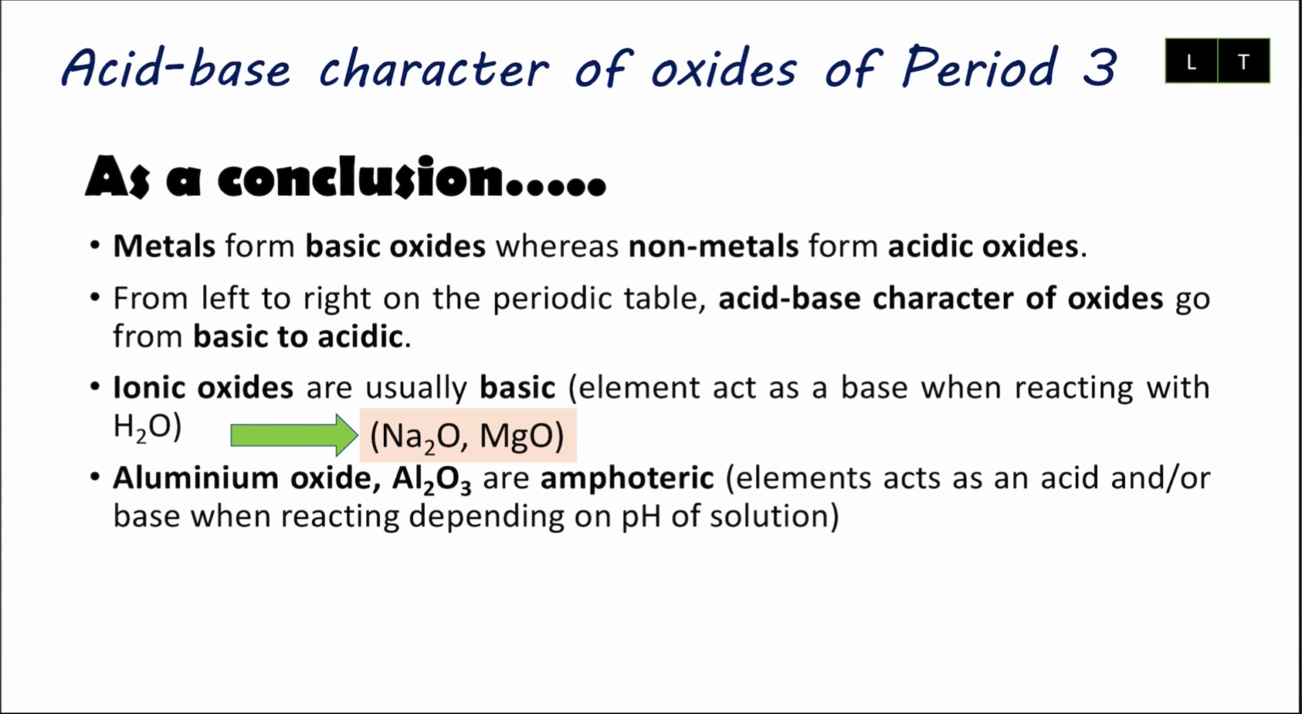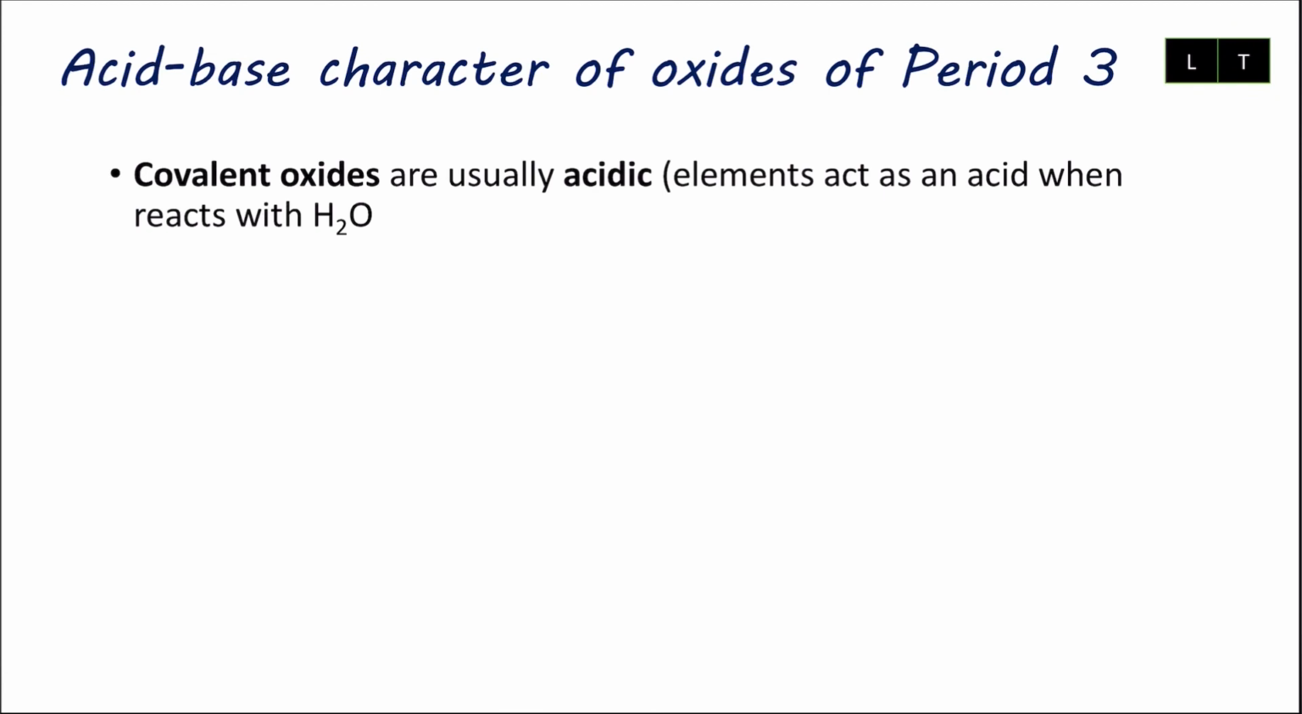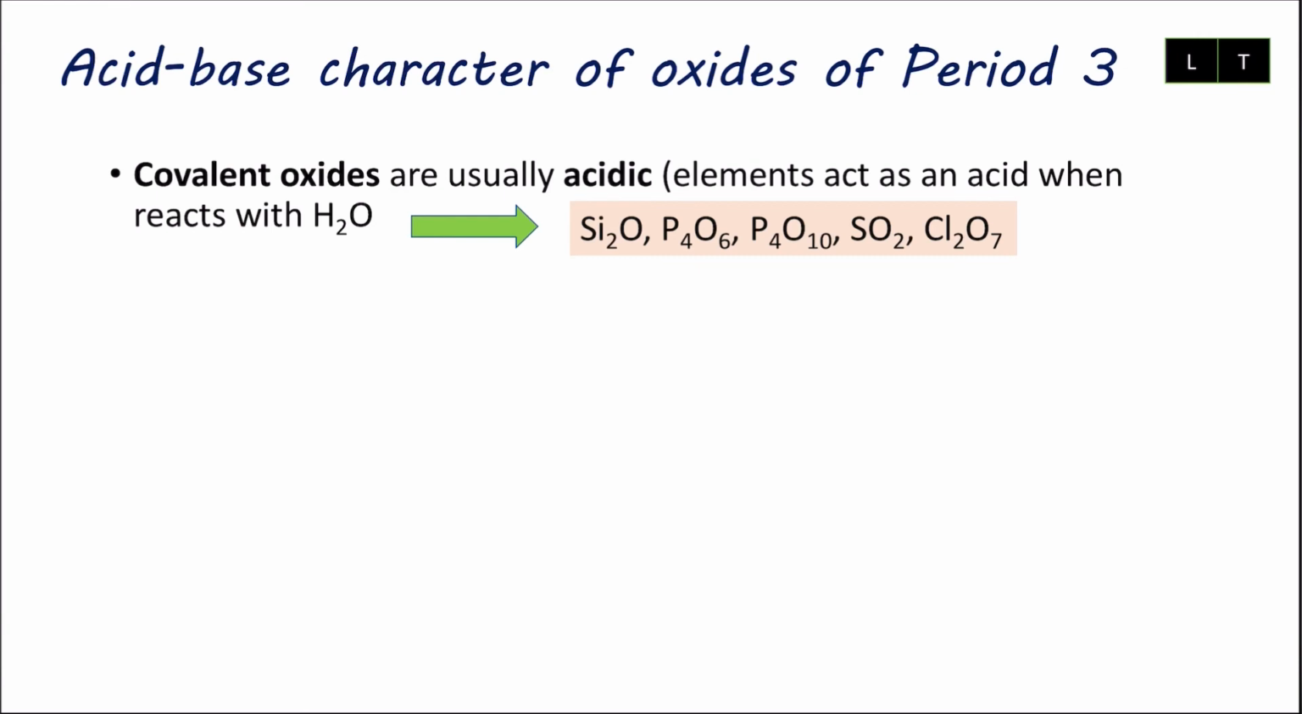Next, for aluminium oxide, there are amphoteric, so it can be as acid or base. It depends on the pH of the solution. After that, we have covalent oxide, which are usually acidic. So elemen ni bila dia react dengan water, dia akan react sebagai acid. So there are several of them from silicon until chlorine. You can see that these all adalah oxide yang terhasil.